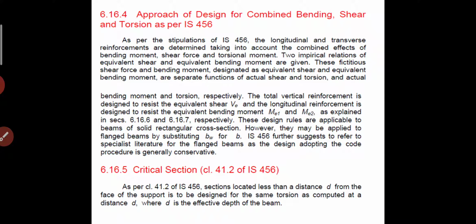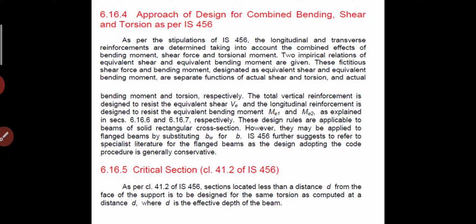These design rules are applicable to beams of solid rectangular section. However, they may be applied to flanged beams by substituting BW for B. Indian Standard Code 456 further suggests referring to specialist literature for flanged beams, as the design adopting the code procedure is generally conservative.